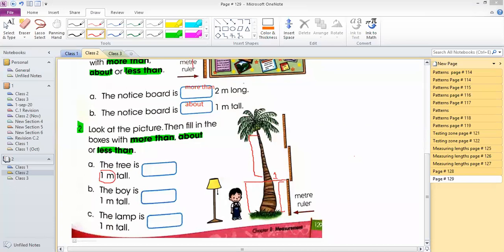So what will be the answer there, guys? The tree is dash 1 meter tall. Don't tell me yes or no. Tell me the answer. The tree is dash 1 meter tall. More than, about, or less than? More than. Very good.